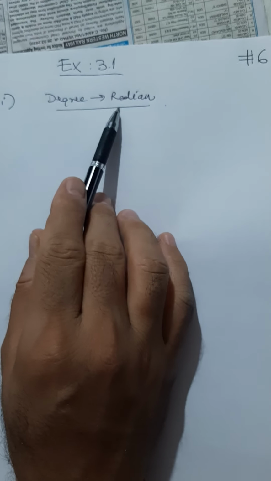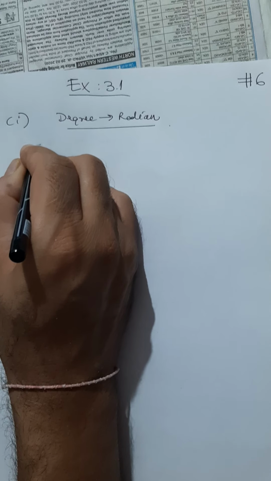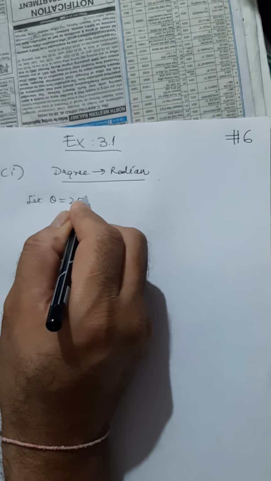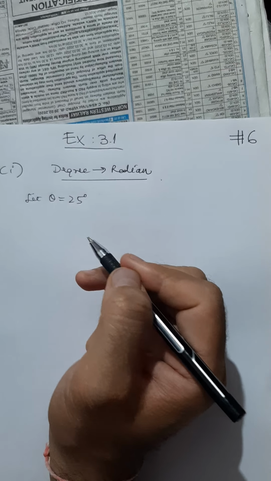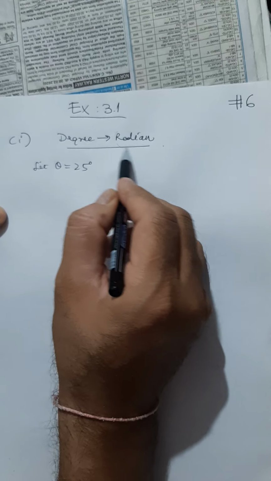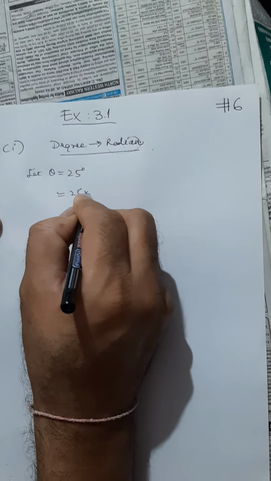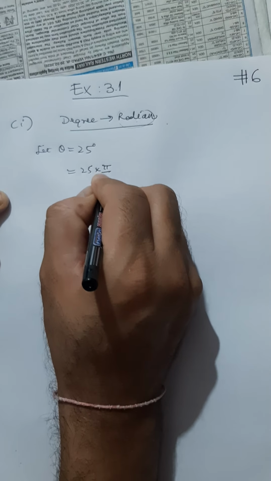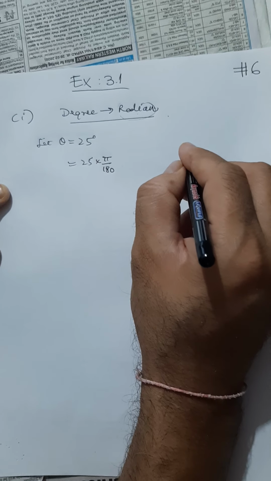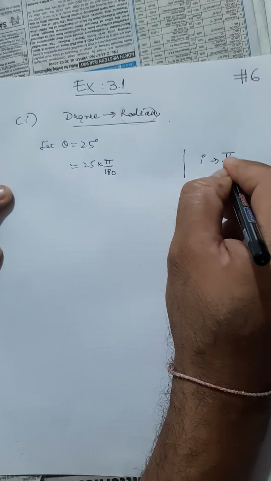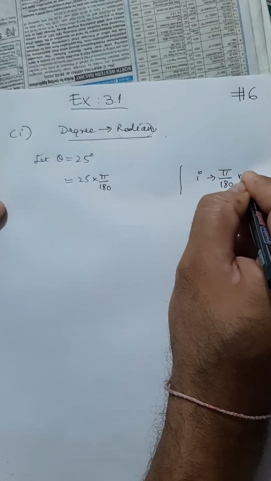First question is degree to radian, as you know. So let's take here theta equals 25 degree. Now we want it in terms of radian, that is, in terms of pi here. So 25 into pi by 180. So this is a radian here. You know, 1 degree equals pi by 180 radian.